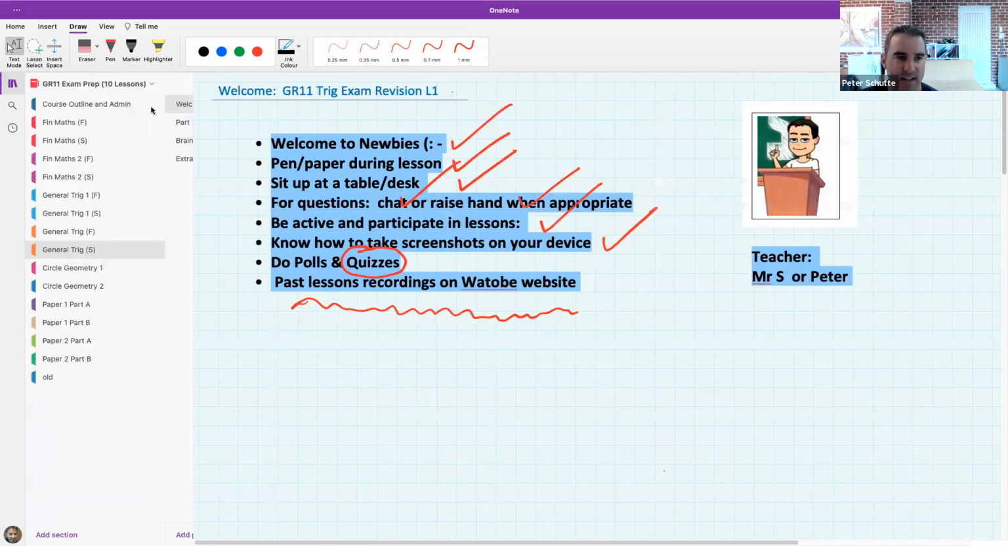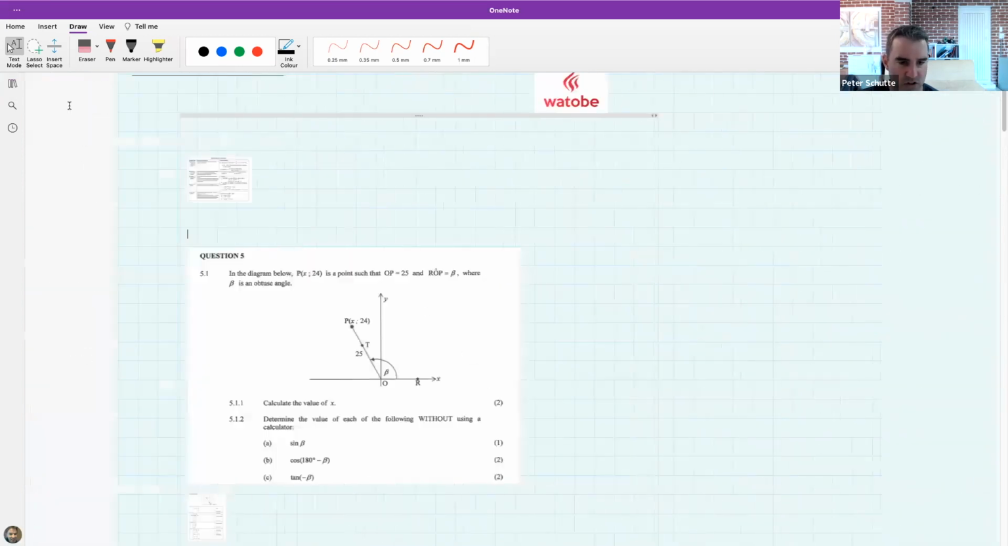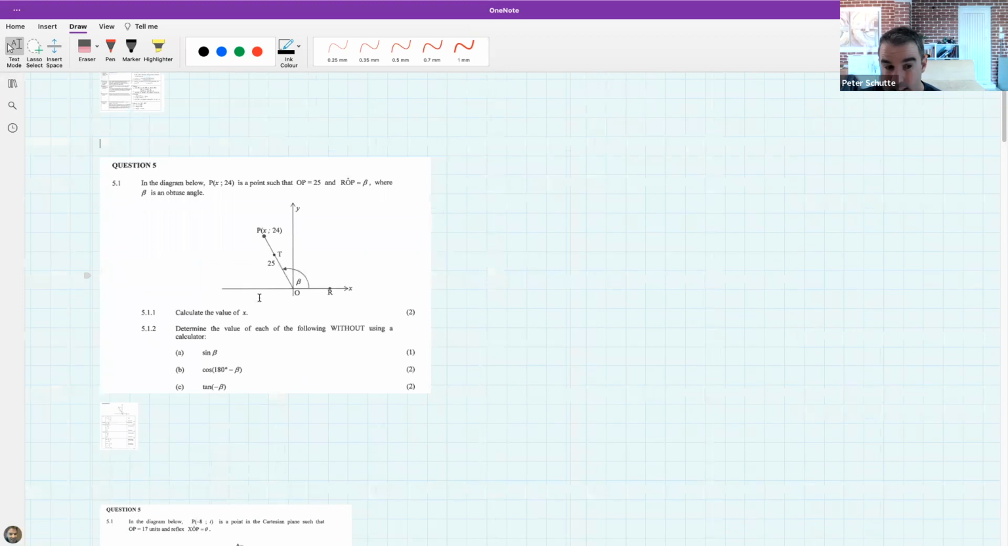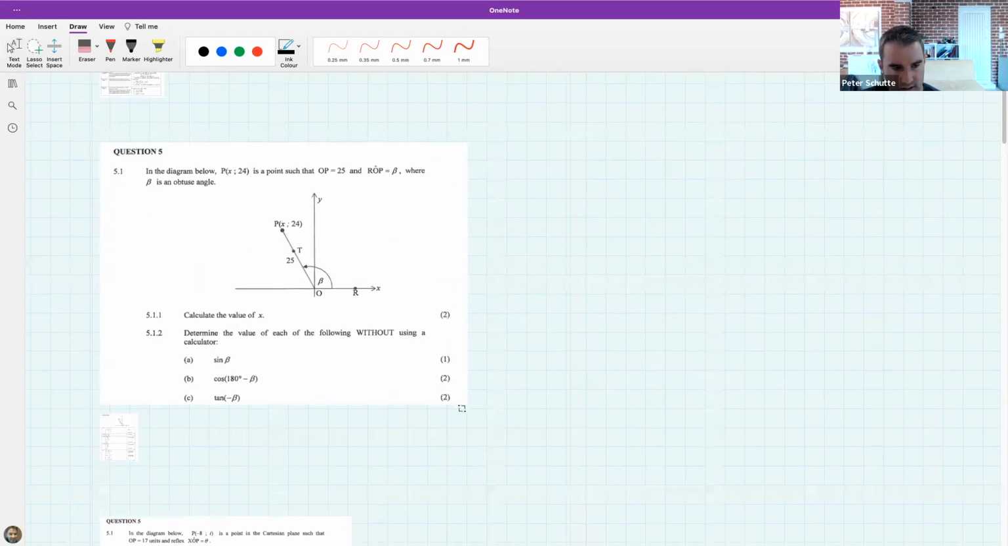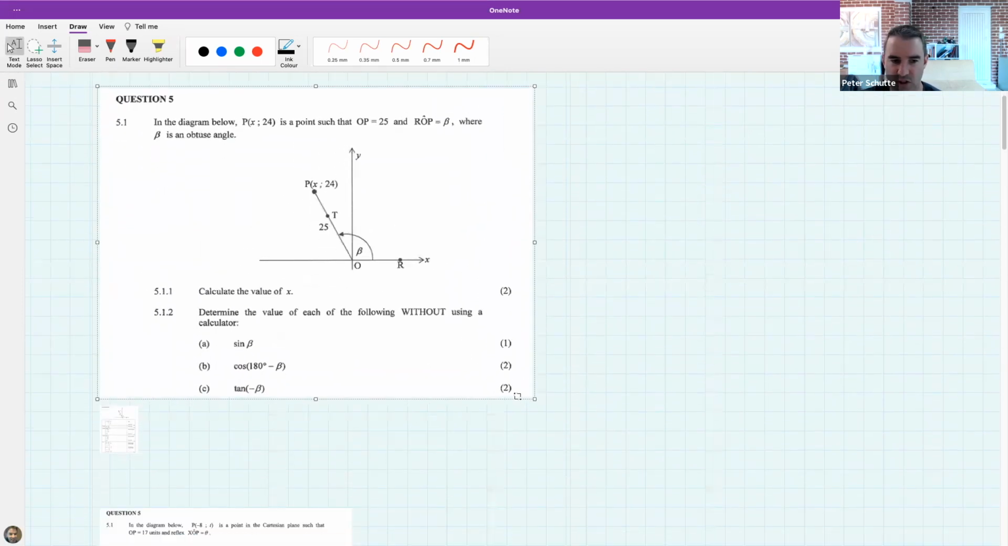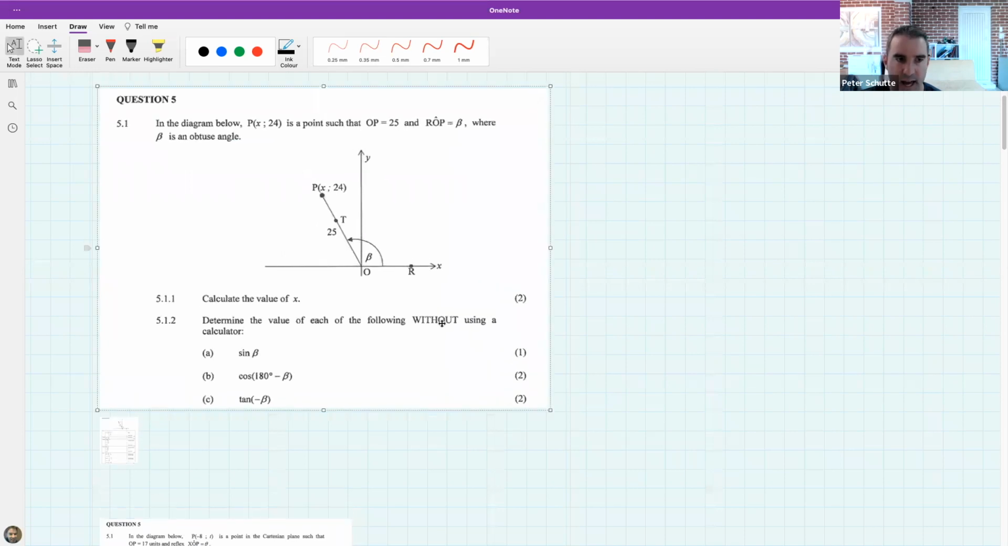Awesome. Okay, let's hit the road on these questions. So typically in your paper 2 exam, your first trig question will be something like this. Let's have a quick look at how it's constructed, because it feels a bit cluttered at first, but the good news is if you see enough of them, it kind of gets easy.